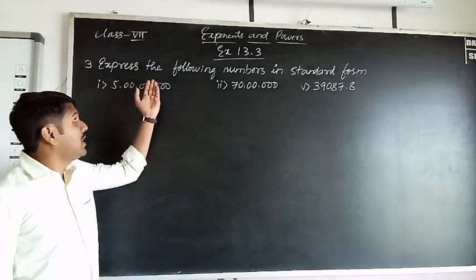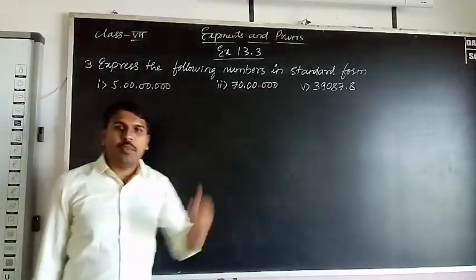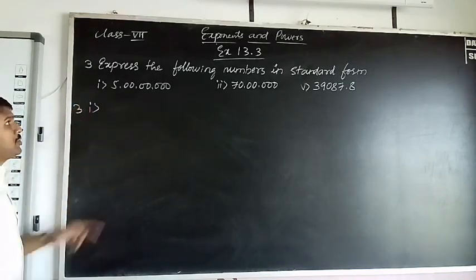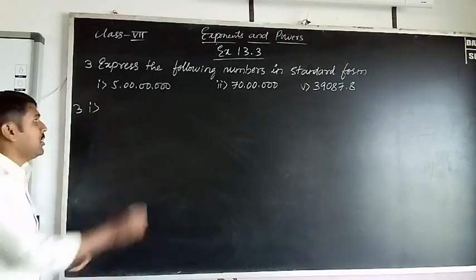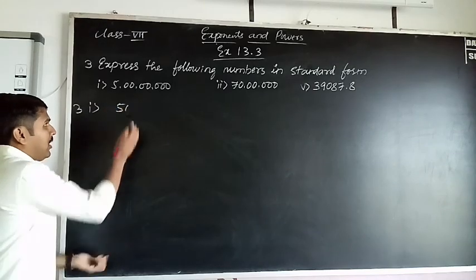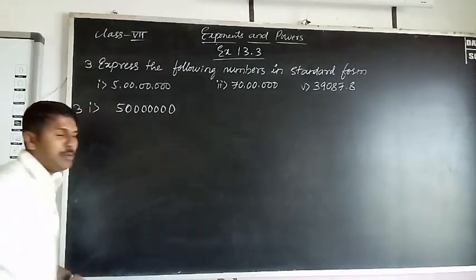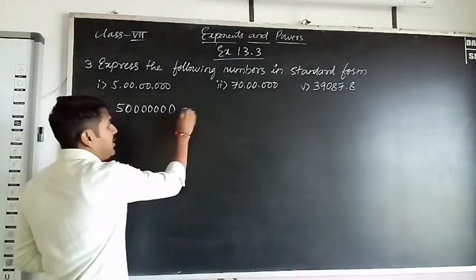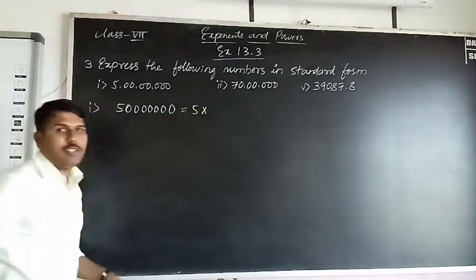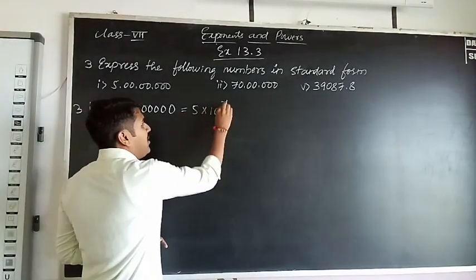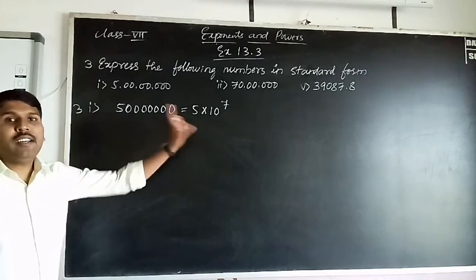Next, third one: express the following numbers in standard form. So you already know that. Calculate in standard form. So this is 5 crore, isn't it? So 5 crore they have given. So write down this one: 5 into, total how many zeros? 2, 4, 7. So 10 raised to 7. So this is the standard form.